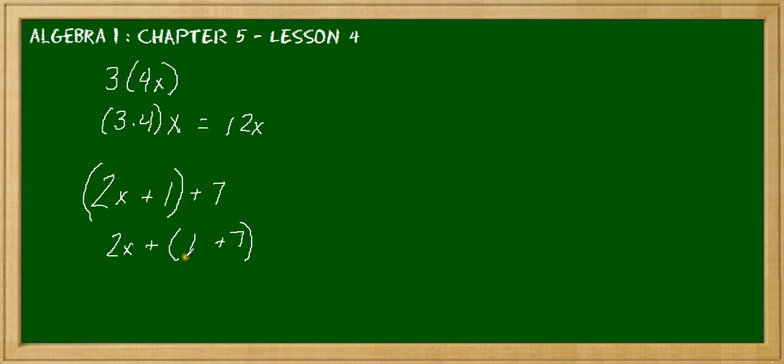Why? Because we can add 1 plus 7. We cannot really add 2x to anything, or let's say further simplify it. We can add it and further simplify if we knew the value of x, but since we don't, we can only express it as 2x. But we can certainly add 1 and 7. And what does that give us? Well, 2x plus 8. So we have simplified this, and what we used was the associative property of addition.